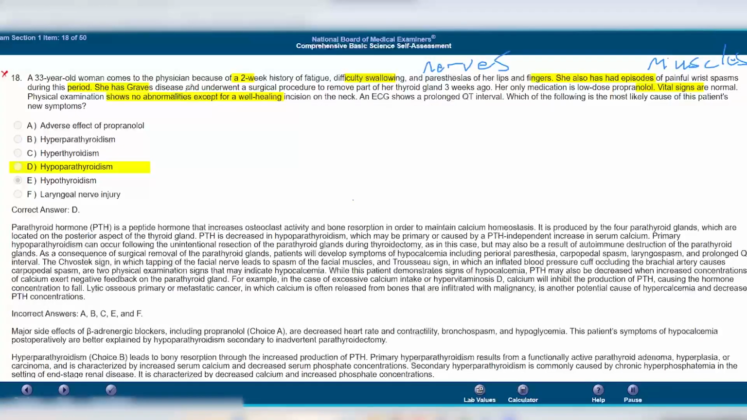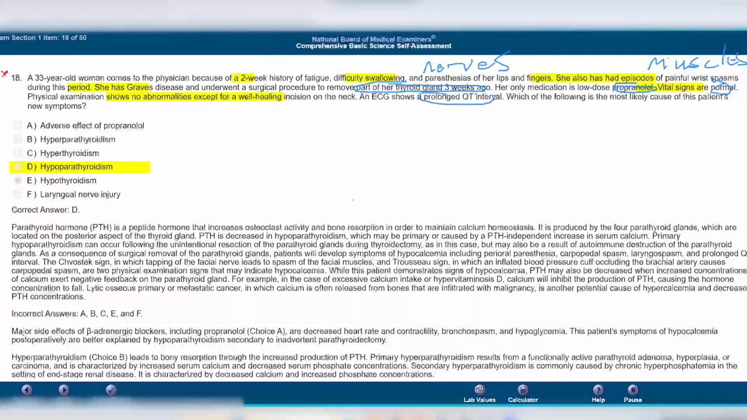She has Graves' disease and underwent a surgical procedure to remove part of her thyroid gland 3 weeks ago. So in my mind, right, she had surgery and now she's having issues after the surgery. So she's having complications from her surgery. Does it make sense? Her only medication is low dose propranolol, which is a beta blocker. Vital signs are normal. So that means that she's not acutely ill, right? Like, as in kind of critical, right? Physical exam shows no abnormality except a well healing incision of the neck.